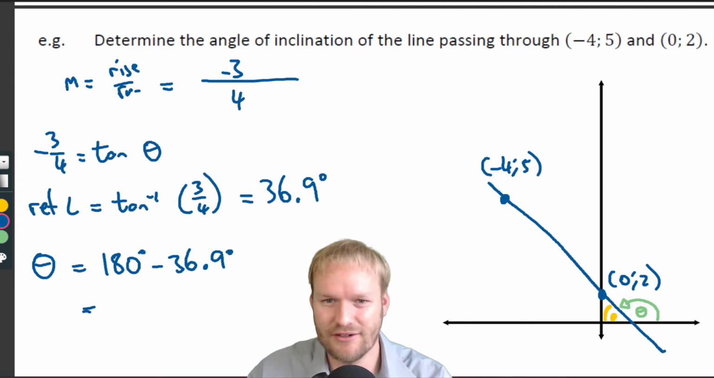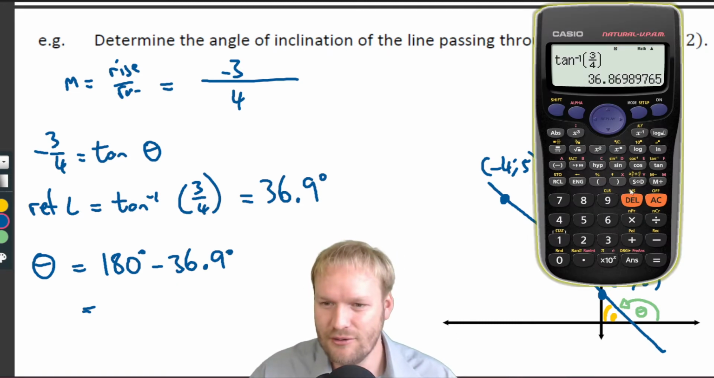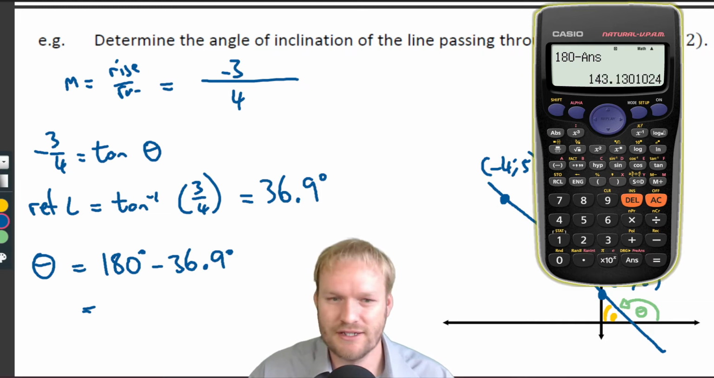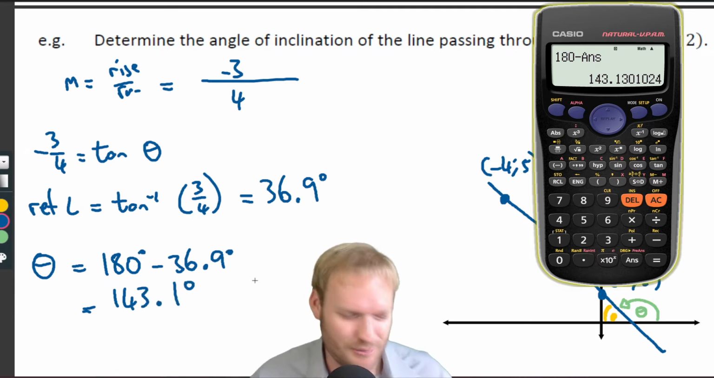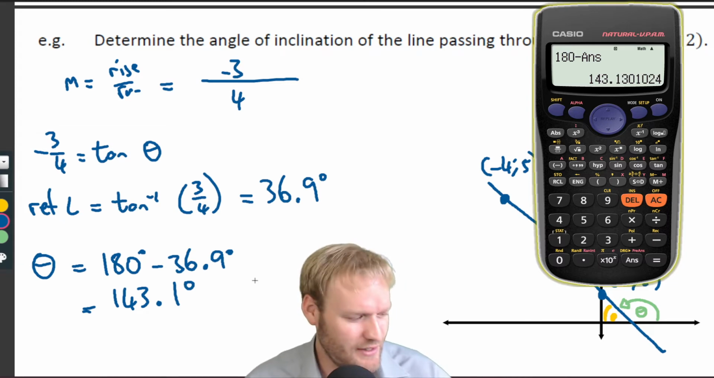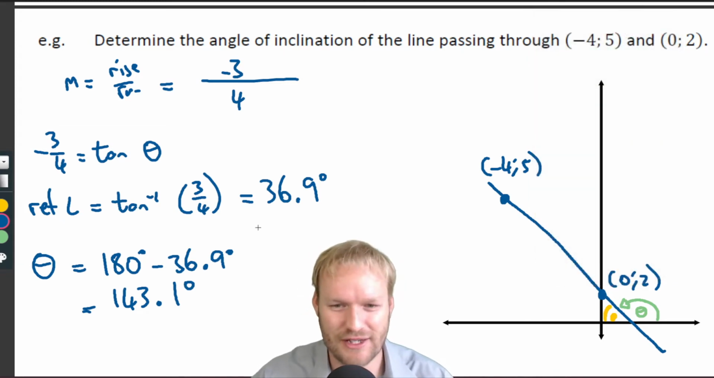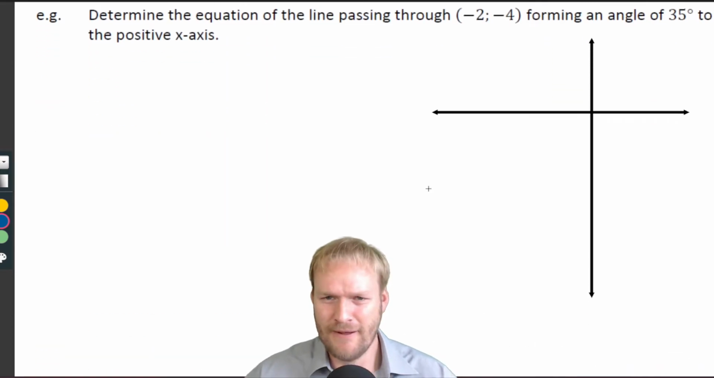So then we can work that out: 180 minus 36,9 is 143,1 degrees. Makes a bit more sense, it's an obtuse angle. Okay, and planting seeds for trigonometry later. Okay, so that's our second. Let's head to 2 more examples.